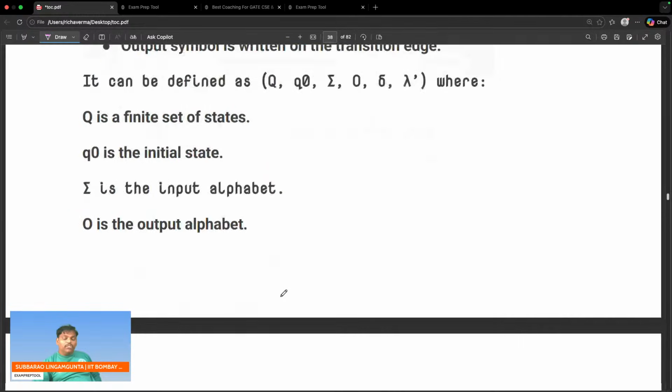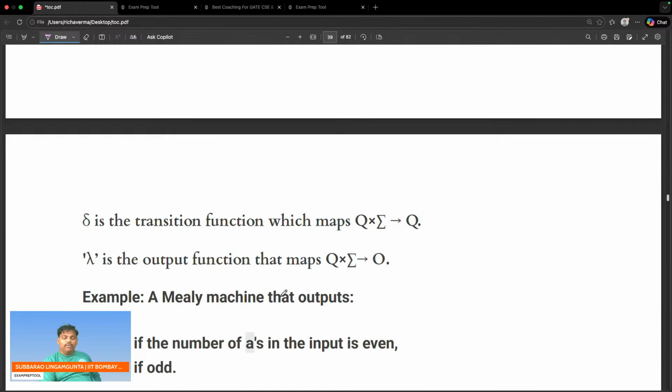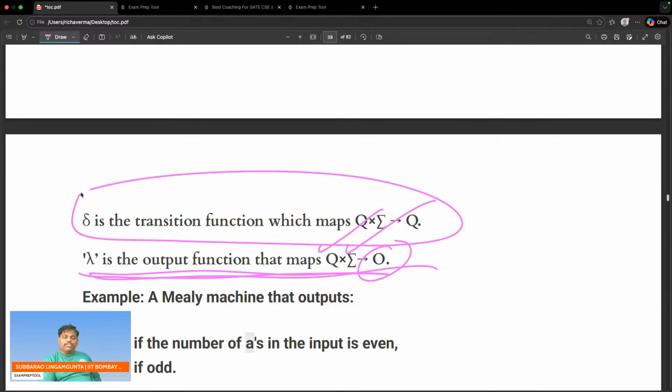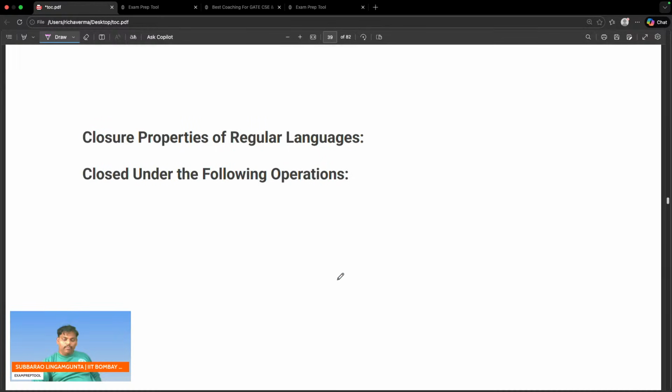In the Mealy machine, output is based on the state and also the current input symbol. See, the output function lambda: if you know the state and the input symbol, then only the output will come. This is the transition function, and this is the output function. In the Mealy machine, output is based on state and input symbol. In the Moore machine, output is based on only the state. Be careful.